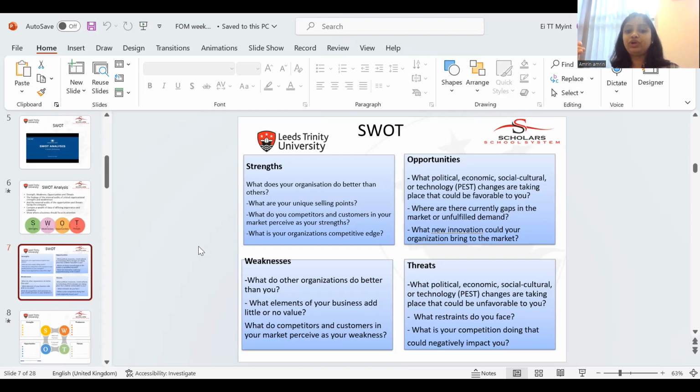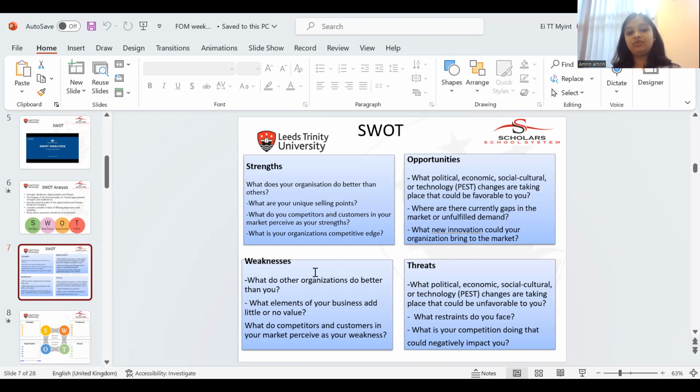Next would be, what new innovation could your organization bring to the market? If you apply some innovative ideas to your business, it will help your organization to excel in the market. So whatever new innovation you can do to improve your business, you can do it. That would all come inside the opportunities.